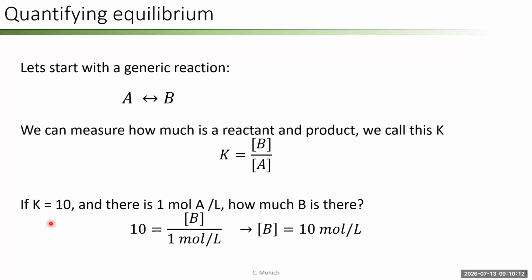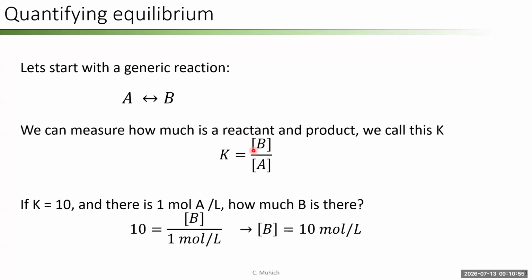So let's do an example. Let's say we have a reaction equilibrium constant of 10, and we start out with 1 mole of A per liter. How much B must there be if it's at equilibrium? Well, I have K is 10, A concentration is 1 mole per liter, and B concentration is what we want to find. I rearrange this and I find that my concentration of B is 10 moles per liter.